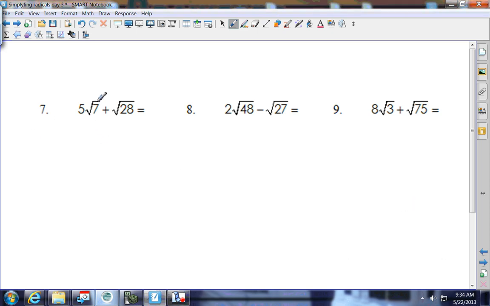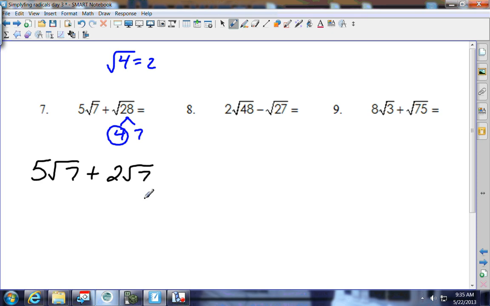On number 7, 7 is underneath the square root sign, 7 is as low as it can go, so I need to change 28. 28 is 4 times 7. Now, you can continue going down to lowest terms. I know that 4 is a perfect square. The square root of 4 is 2. So I'm going to rewrite this. I've got 5 square root of 7. The square root of 4 is a perfect square, so it's 2 square root of 7. Okay? They're both square root of 7, so I have 5 plus 2. My answer becomes 7 square root of 7. That's my answer.